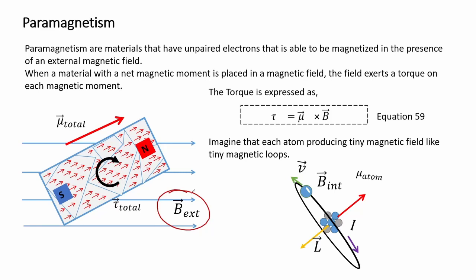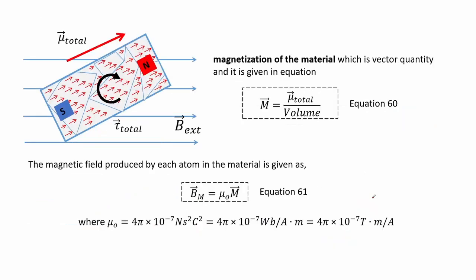When a material with a net magnetic moment is placed in a magnetic field, the field exerts a torque on each magnetic moment. We write an expression for the total torque as shown in equation 59. Imagine that each atom produces a tiny magnetic field like tiny magnetic loops. The sum of these tiny loops will increase the strength or magnitude of the magnetic field. The magnitude of the tiny magnetic field is proportional to the total magnetic moment of the individual atoms per unit volume of the material, acting like a tiny loop of current.